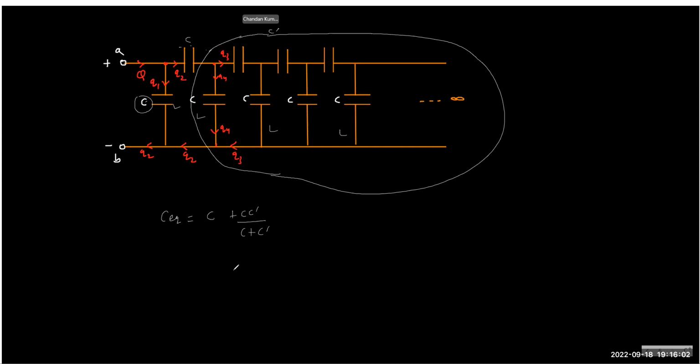So can we write like this? Yes. You can write as C, and then again I'll take the C dash below. So what I'll get is C times 1 plus C by C dash, like this. And in fact, if you try to replace C dash with the remaining part, it will eventually become a recursive circuit.